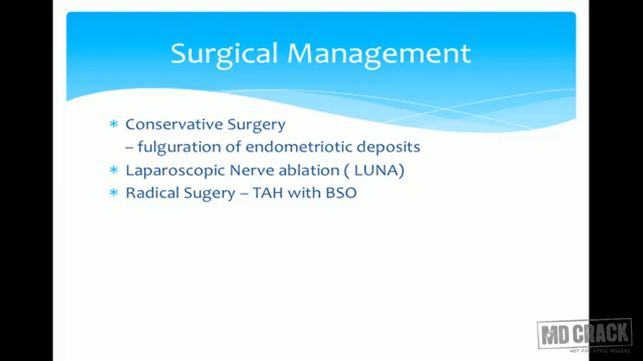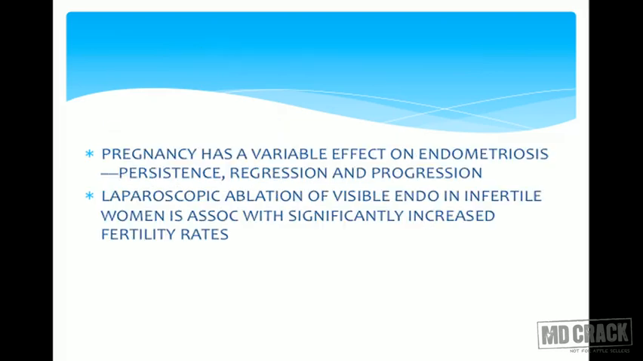If the patient has completed family and she doesn't want to continue, then the best treatment would be total abdominal hysterectomy with bilateral salpingo-oophorectomy, in which we try to remove the endometriomas as well as the uterus and fallopian tubes, which are the site of the endometriosis. Pregnancy has variable effects on endometriosis, persistence, regression or progression.